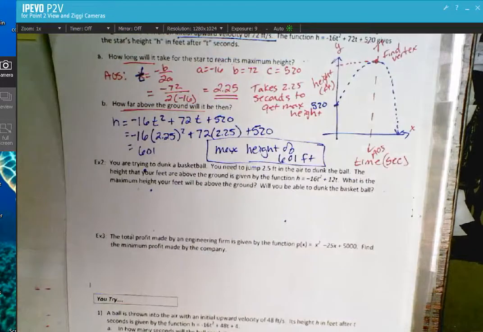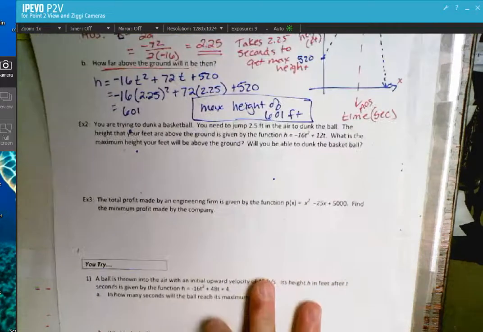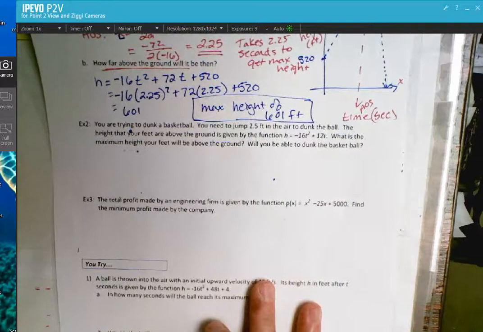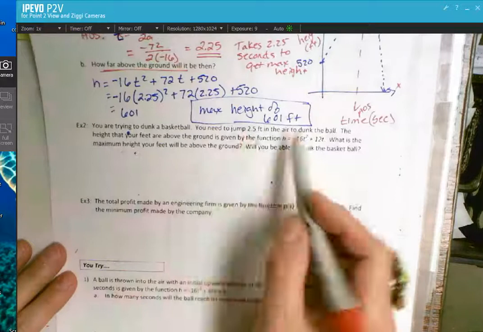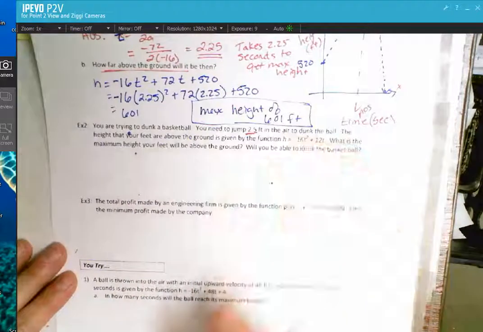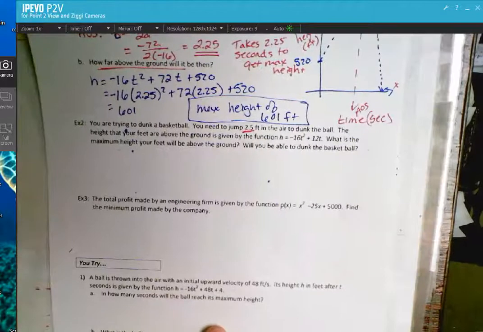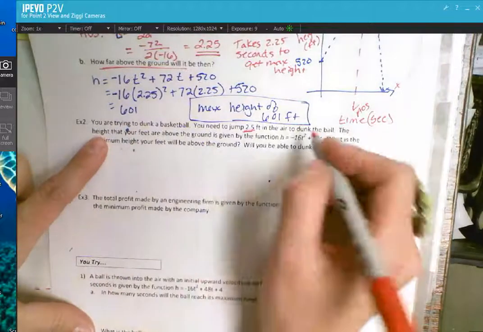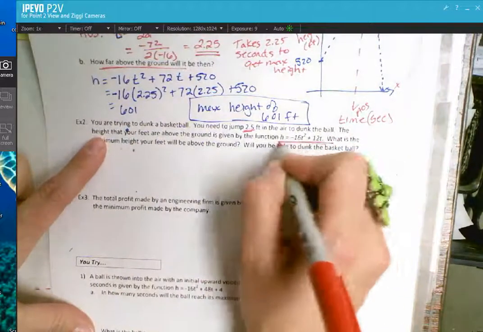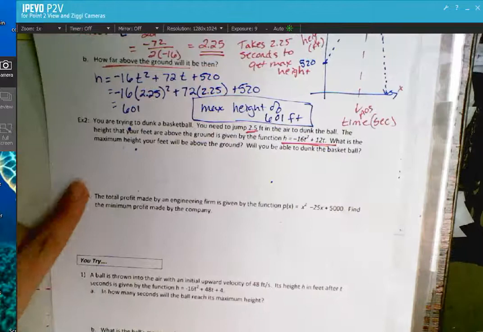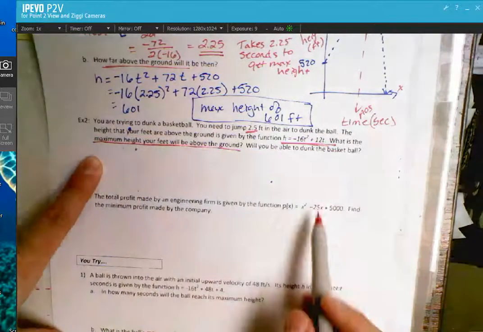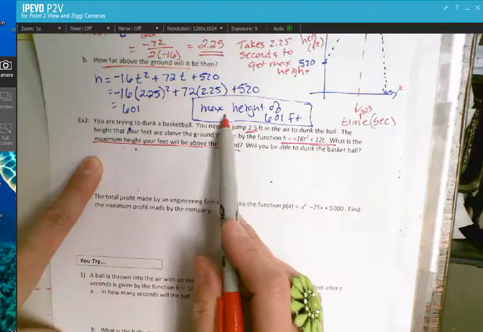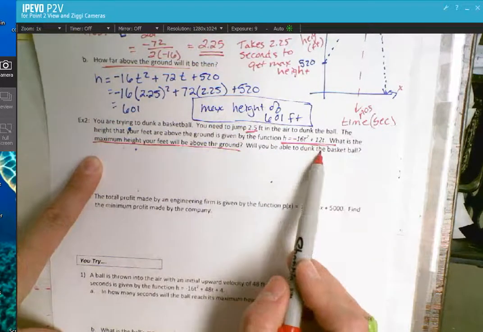Okay, let's take a look at dunking a basketball. Same concept here. We know that we have some type of function. It says you're trying to dunk a basketball and you need to jump 2.5 feet in the air to do it. So I need to be able to jump 2.5 feet in order to dunk the ball. The height that your feet are above the ground is given by the function negative 16. What is the maximum height your feet will be above the ground? So this tells me how high I can go, and I want to see, is it going to get me at least 2.5 feet up using this function so that I can dunk the ball?